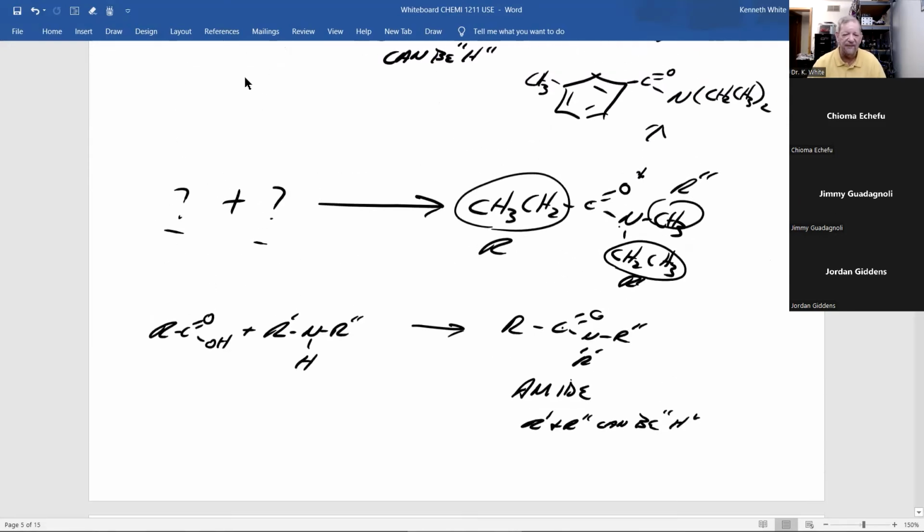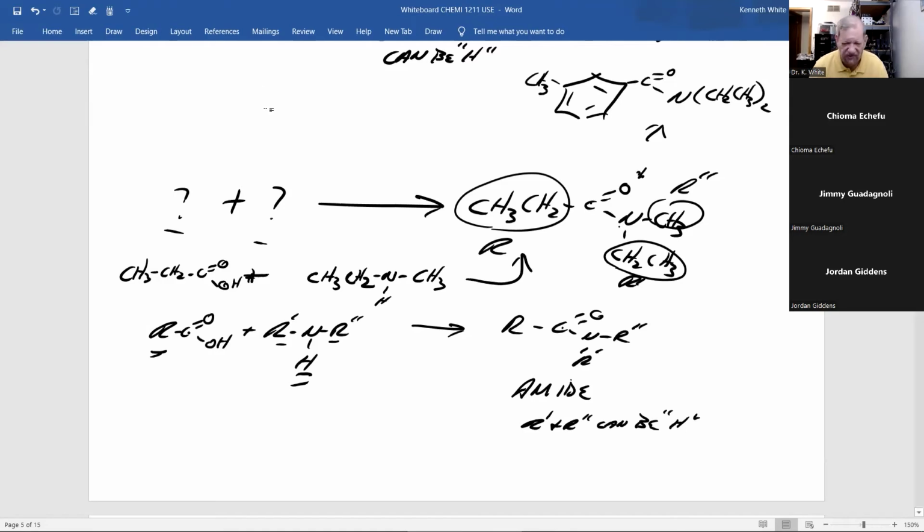And if we look at that, what's our ethyl? And then I have my carbonyl hydroxyl group. What's our prime and our double prime? Our prime is ethyl, nitrogen, hydrogen there from here. And what's our double prime? Methyl. If you react these two together, you will make that. And that's how you do amides.